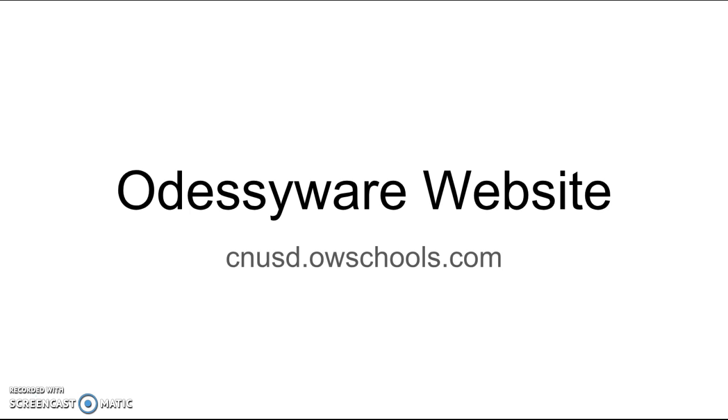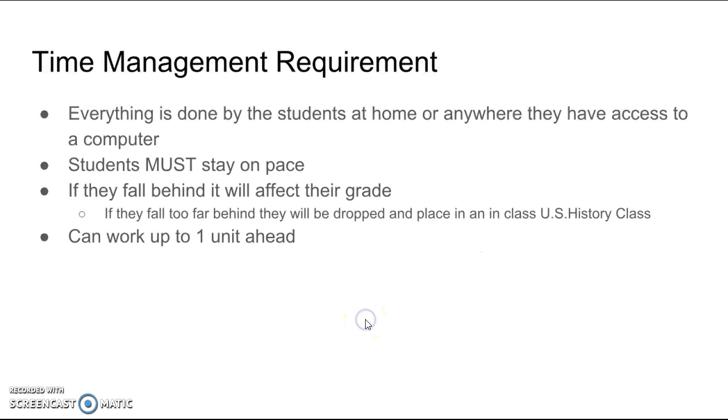If they are at home and they are having problems with logging in, they need to use their school email address, which is their student ID number at students.cnusd.k12.ca.us. And that will give them access to the Odysseyware website and the classwork that they need to do for their online U.S. history class.